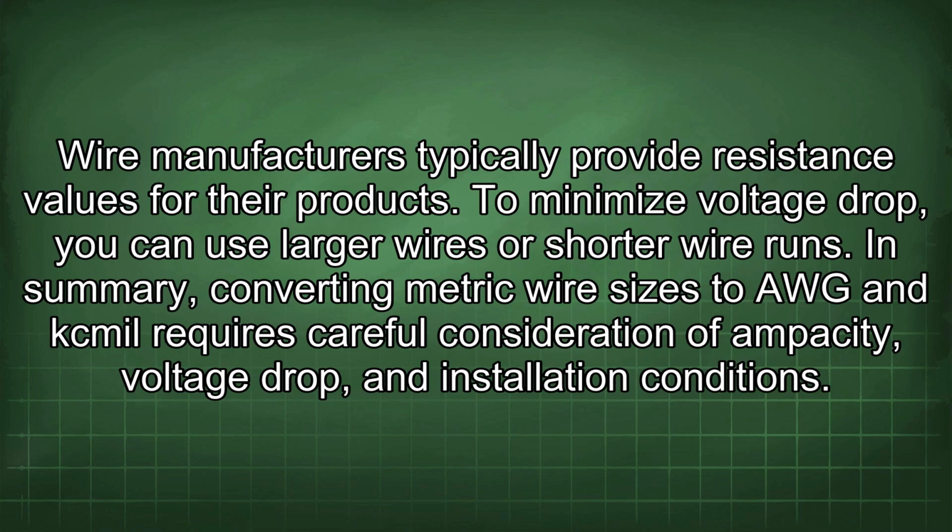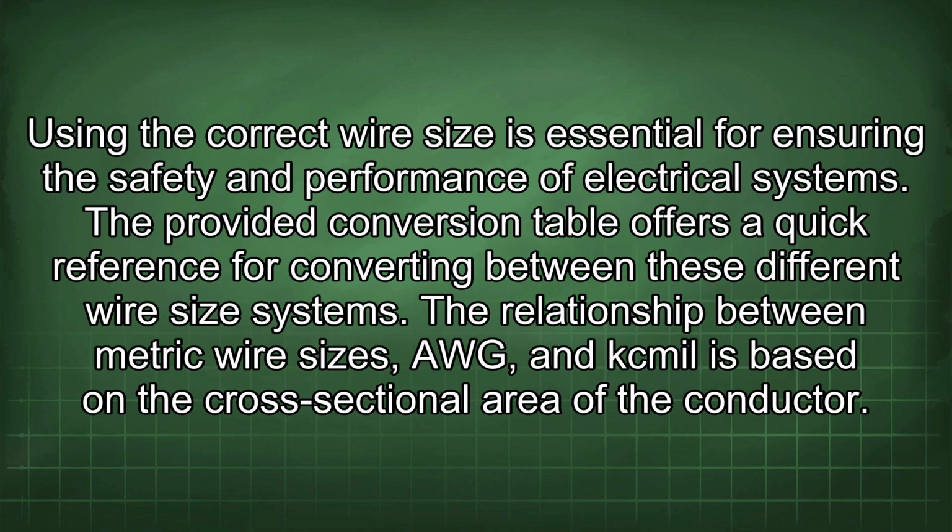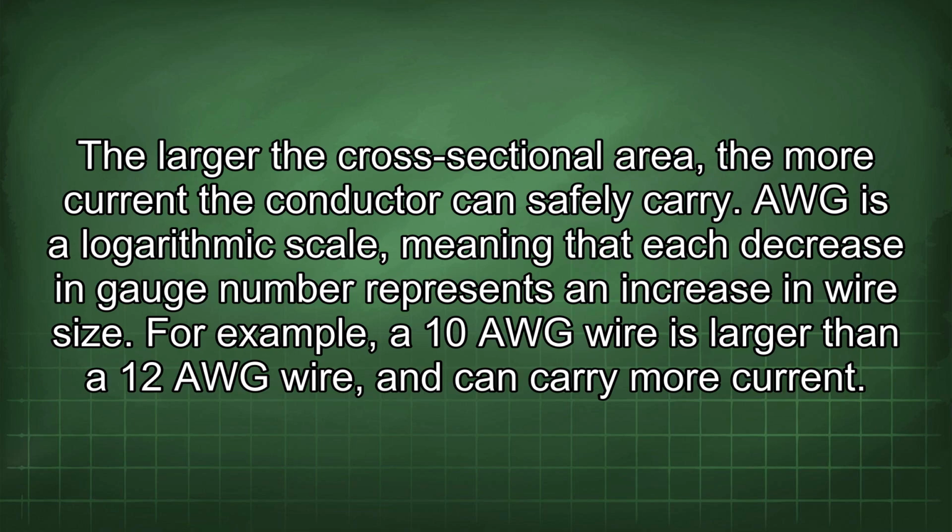In summary, converting metric wire sizes to AWG and kcmil requires careful consideration of ampacity, voltage drop, and installation conditions. Using the correct wire size is essential for ensuring the safety and performance of electrical systems. The provided conversion table offers a quick reference for converting between these different wire size systems. The relationship between metric wire sizes, AWG, and kcmil is based on the cross-sectional area of the conductor. The larger the cross-sectional area, the more current the conductor can safely carry.